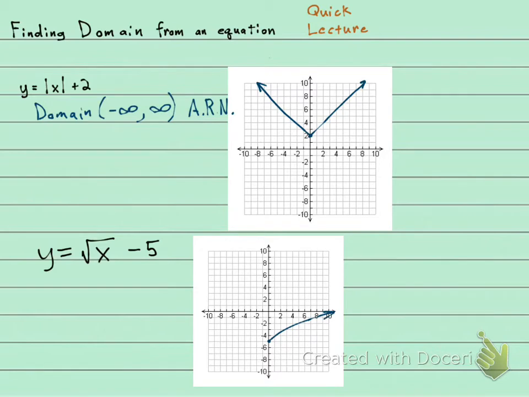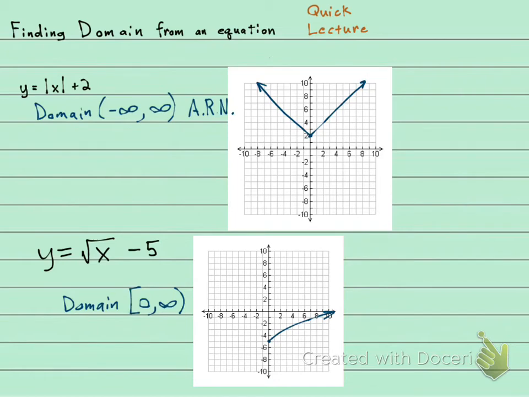Now you see that we don't have a domain that goes forever. Our domain, if you start at the left, do I see any graph back here? No graph back here. Where do I start seeing a graph? Right here at 0, when x is 0. And how far to the right does that graph go? Well, it goes to infinity. So my domain for this is from 0 to infinity. Infinity always gets a parenthesis, and 0 is included because there is a point at 0.